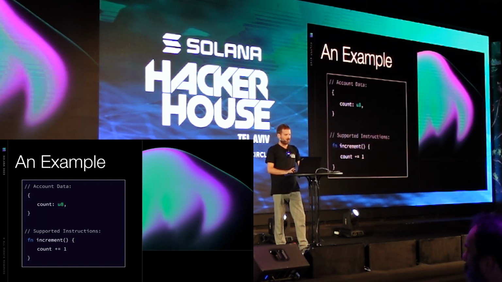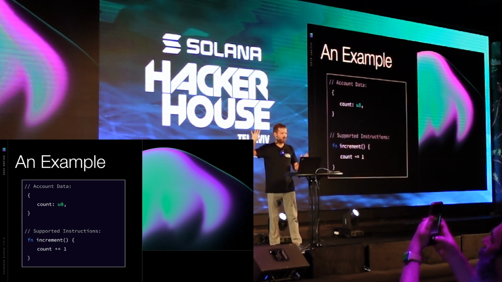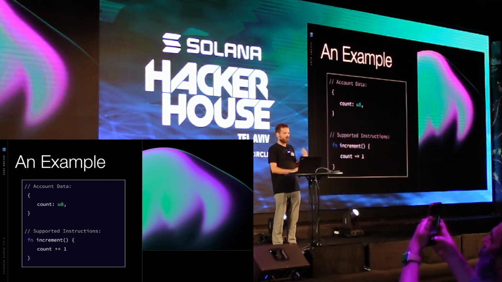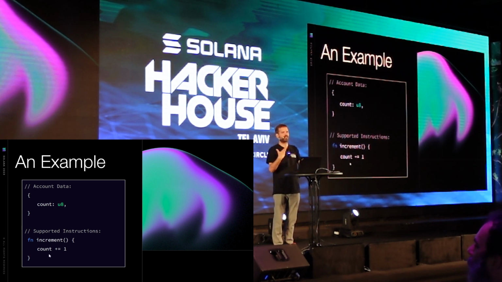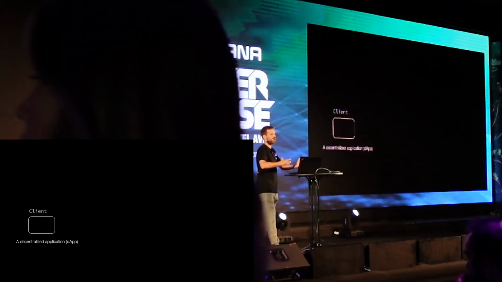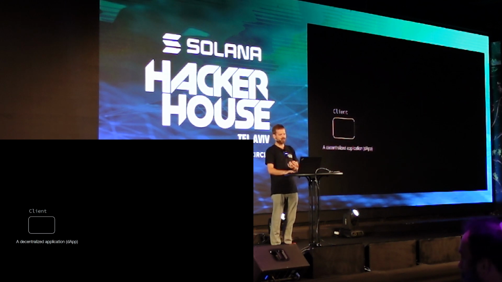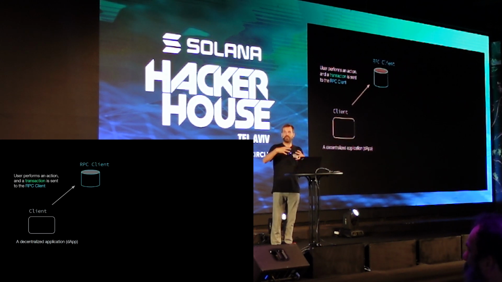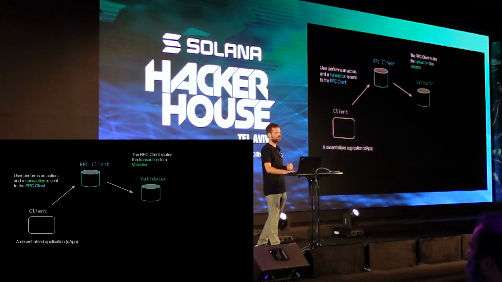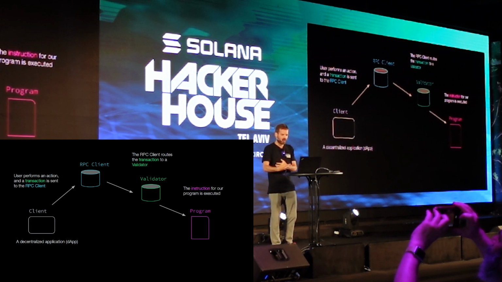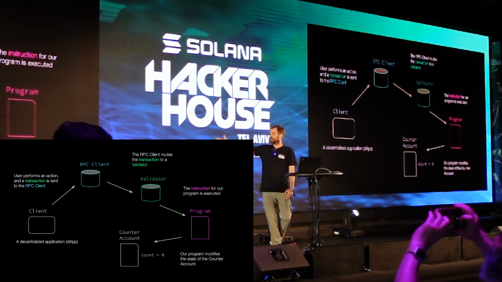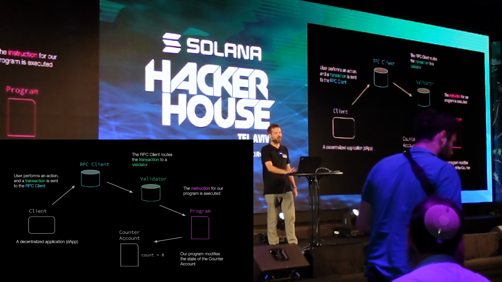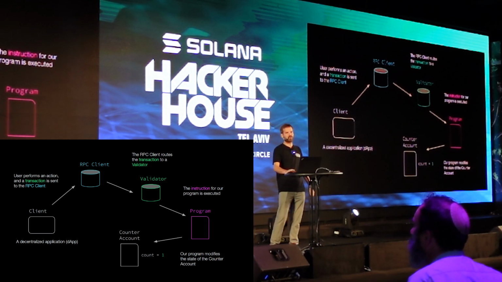Maybe let's go through an example before I get to questions. Let's say we wrote a simple program that just has this one function increment, and it uses an account that has 1 byte as data, the count, and all the function does is just increment that count. So our client, our web app that we would develop, would now build this transaction to call the program. The transaction would be sent to the RPC client, which forwards it to a validator, which actually executes it, so the instruction on the program is called, and the program then, since the counter account is owned by the program, can modify the state, and we have a new state in this account.